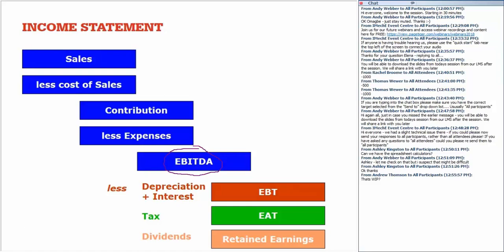So now we're going to take off the depreciation, interest and amortization, and we're left with earnings before tax. We take off the tax and we're left with earnings after tax. And then we take off the dividends, which we pay to the investors, and we're left with retained earnings.